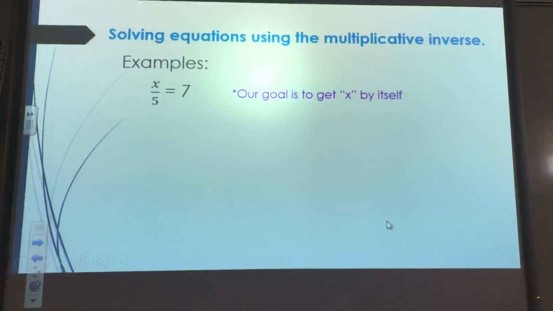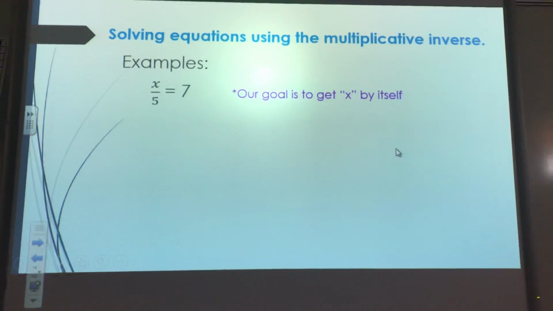Now let's look at a division problem. Here we have x over 5 equals 7. That x over 5 is actually saying that our x is being divided by 5. So in order to get our x by itself on the left-hand side of the equal sign, we need to turn this coefficient, which is actually 1 over 5, into a 1.